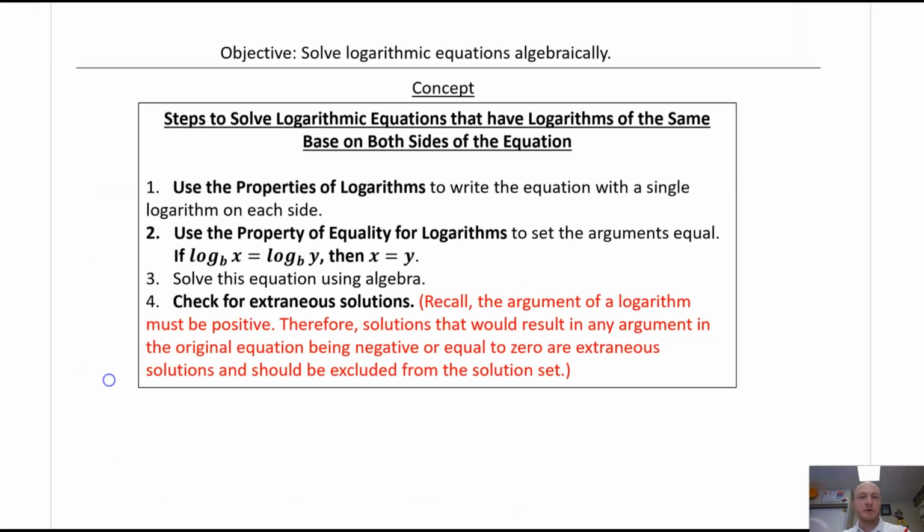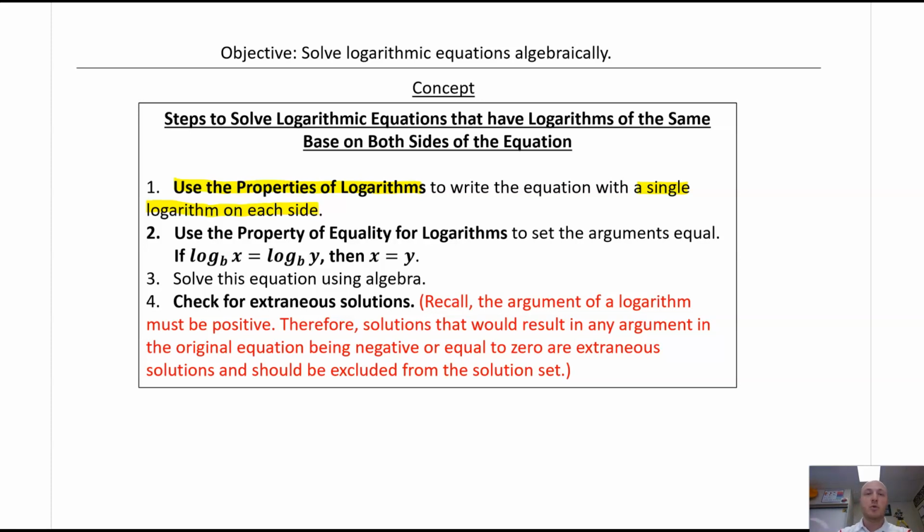Here are the steps that we're going to use to solve logarithmic equations when we have logarithms on both sides. The first thing that we're going to do is use the properties of logarithms to write the equation with a single logarithm on each side, and that's the important part, a single logarithm on each side. Make sure you underline, highlight, circle that part.